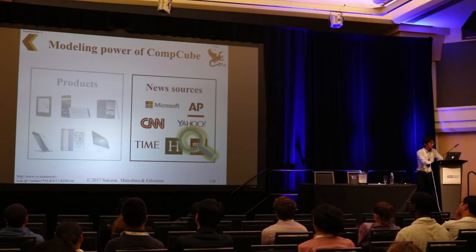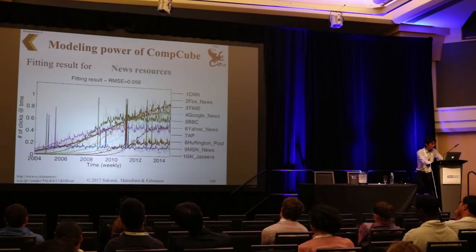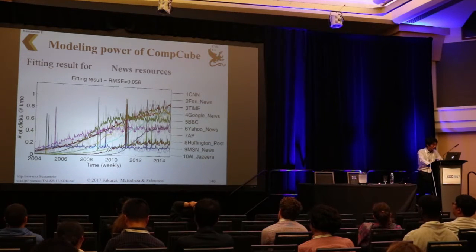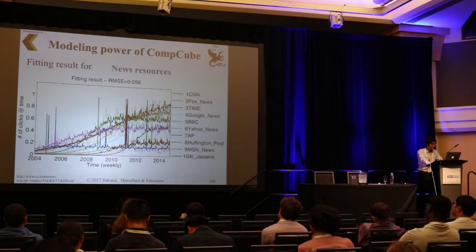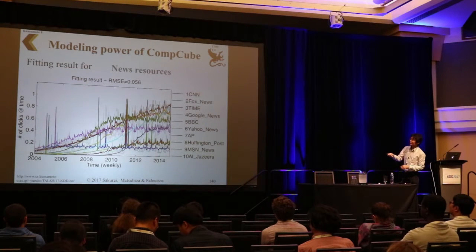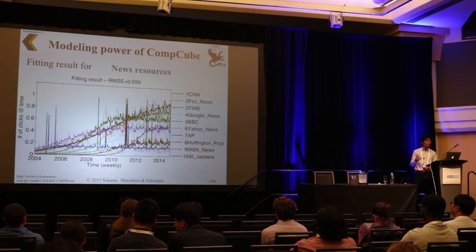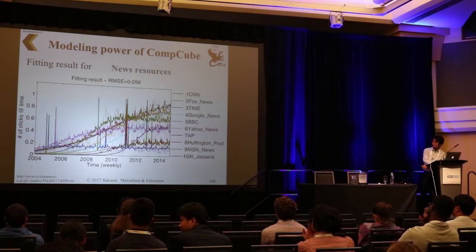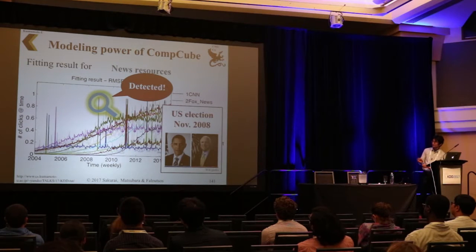And another example is news resources. This figure shows Google search volume for keywords CNN, Times, BBC News. This is very typical behavior. For news resources we can see the big spike. If big news or an accident happens, we can see the spike.